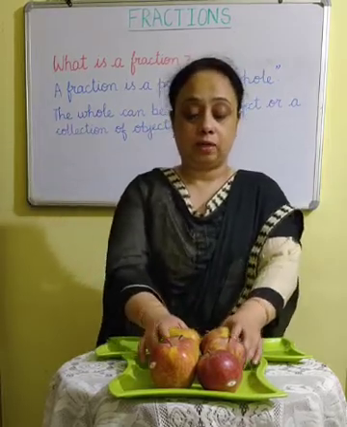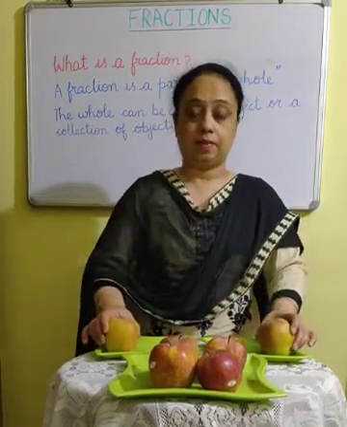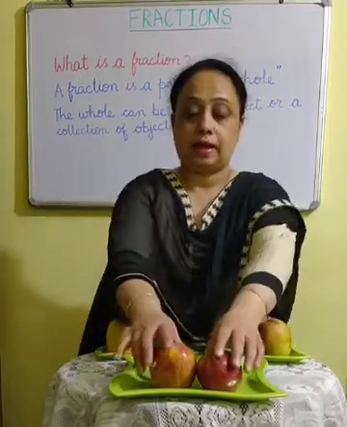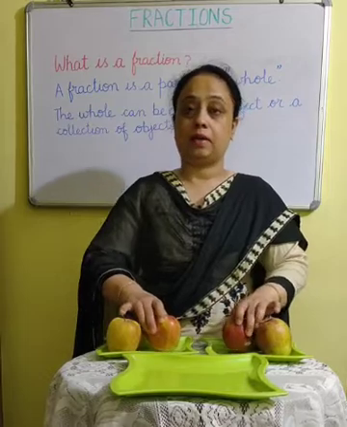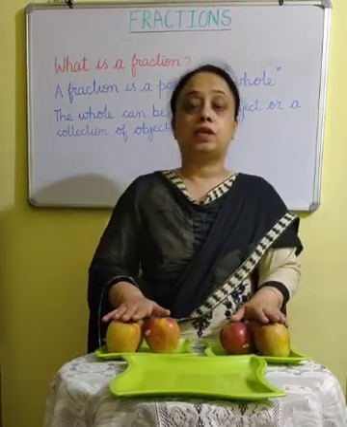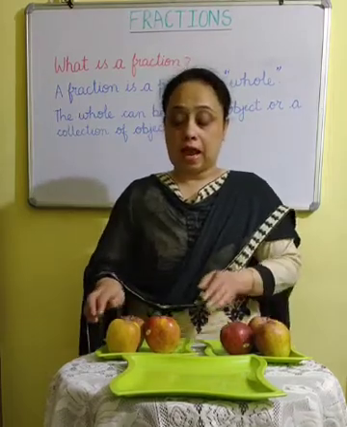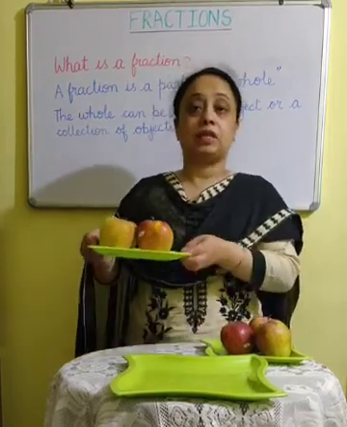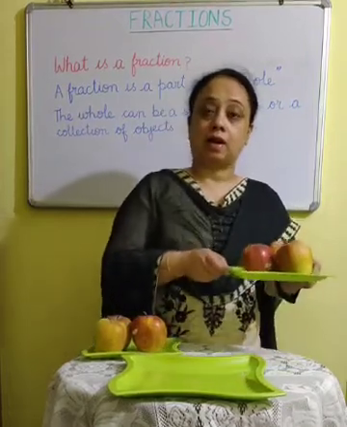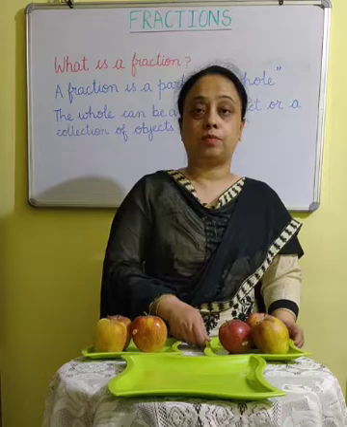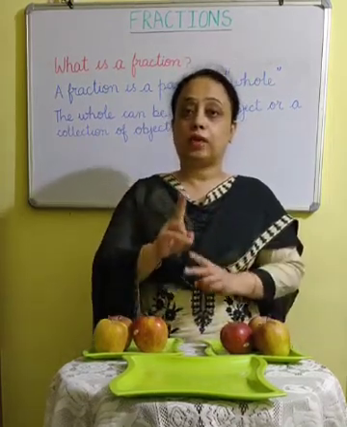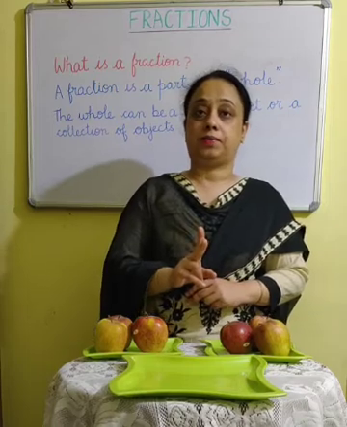I will put one apple here and one apple here. Again I'll put one apple here and one apple here. And again one apple here and one apple here. So I have distributed these apples into 2 equal halves, and each part represents one half and the other is the other half. So this is the distribution of a collection of objects into 2 equal halves.